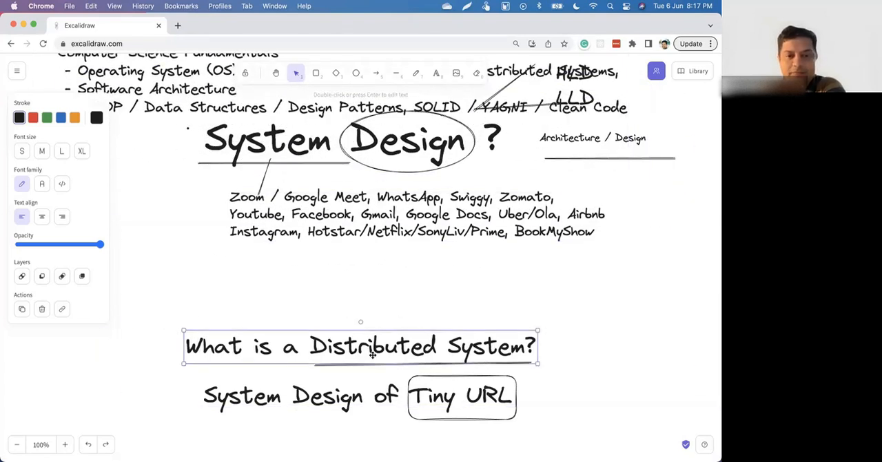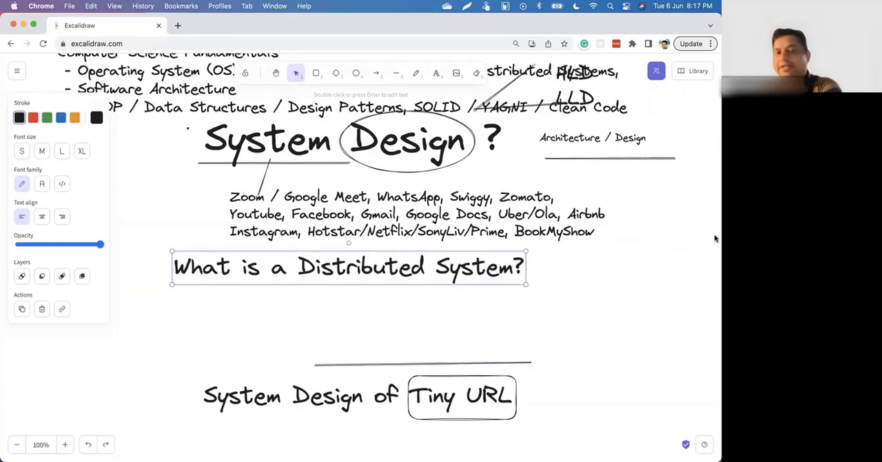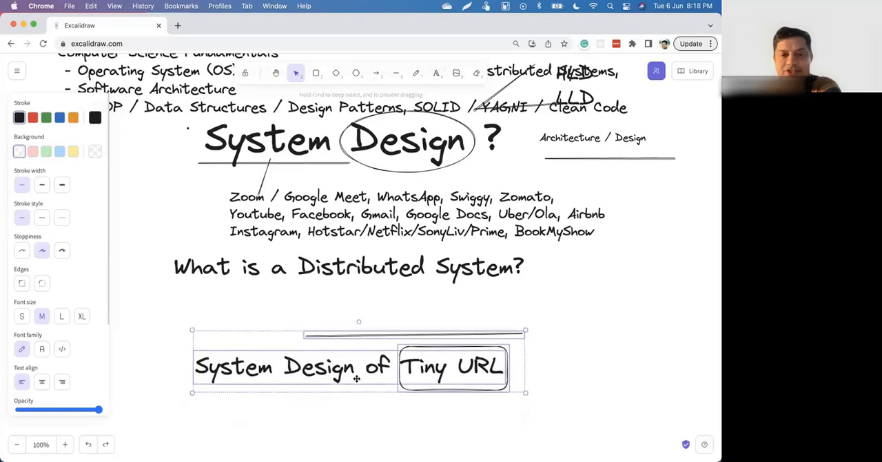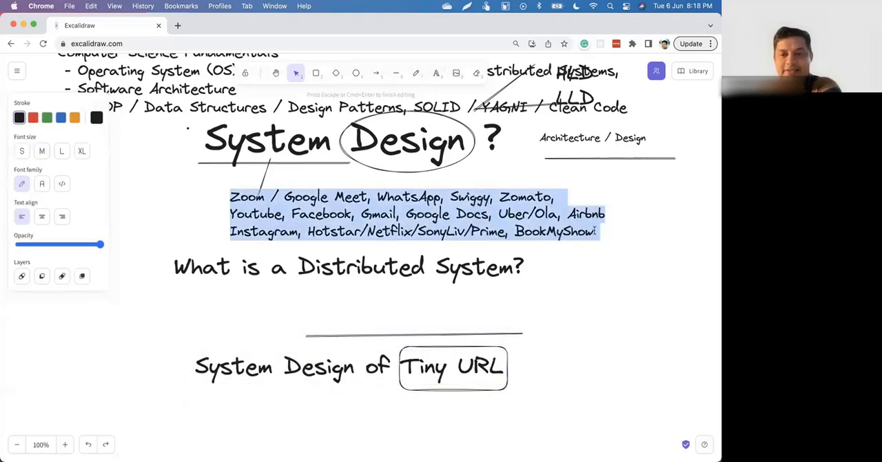Let me put this at the top. Let's talk about what a distributed system is. Who can tell me what a distributed system is, right? We will be designing today a system which is called TinyURL. Okay, you guys have missed it. This is also a system we will be designing today. This is a very important question, a basic question, and it can be asked to people with less experience, and also to people with many years of experience.